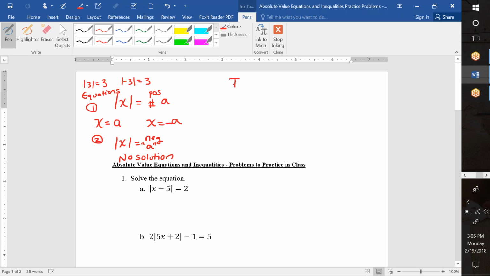For the inequalities, there are 4 cases. Now, we are just looking at strictly less than and greater than. If you add in the equal to, it just makes it have a bracket on the answer. It's not really changing the way we solve it.